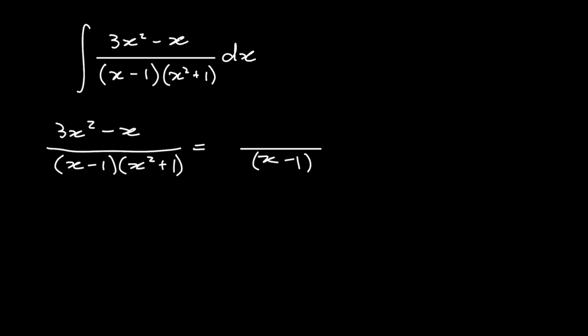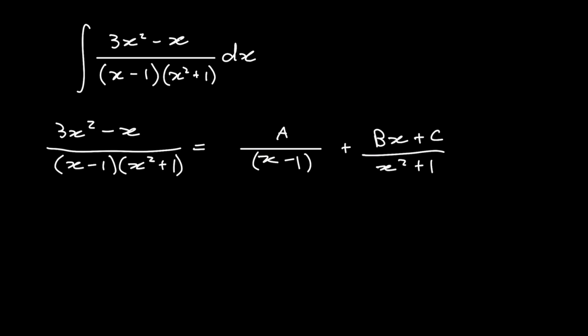So we have some constant A over x − 1, plus (Bx + C) over x² + 1. The reason why we have Bx + C is because x² + 1 is an irreducible quadratic. What that means is that we can't reduce x² + 1 into linear factors.